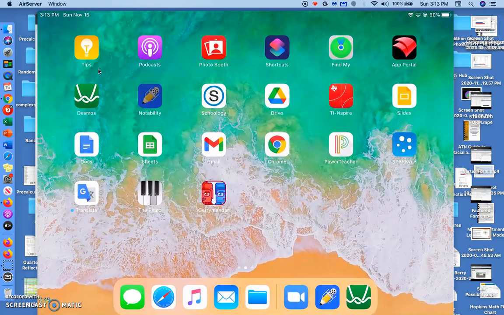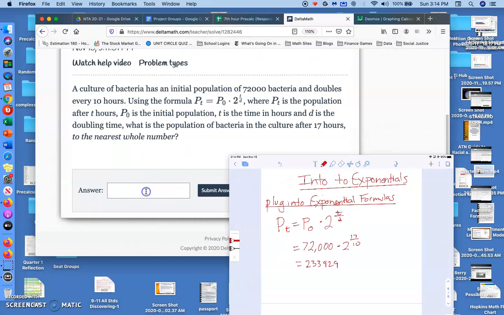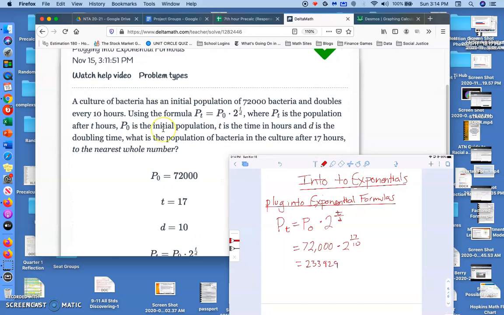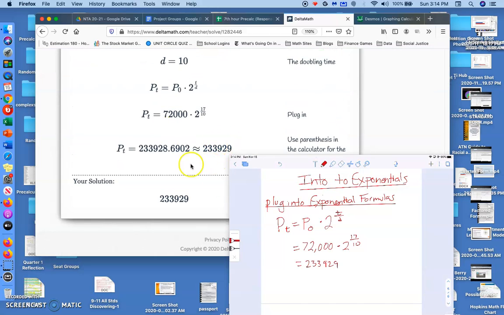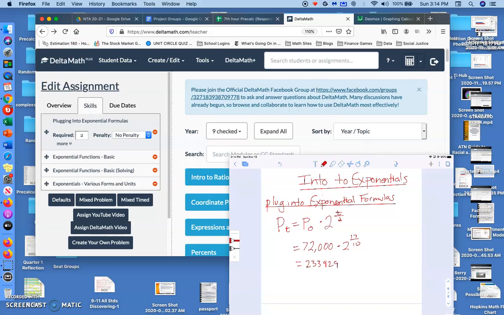So we have 233,929. If we go back here, we can plug that in, 233,929. Sometimes it counts your answer as wrong even though you might be off by a little bit. So always look at your answer, because it depends on where it rounds. If you are close, you are good to go on these problems.